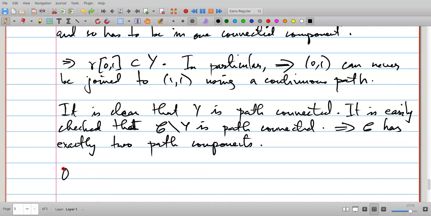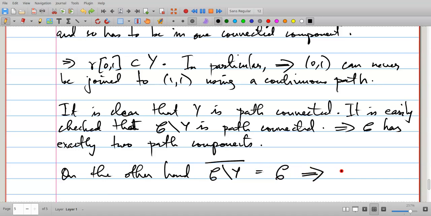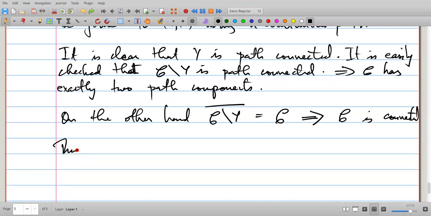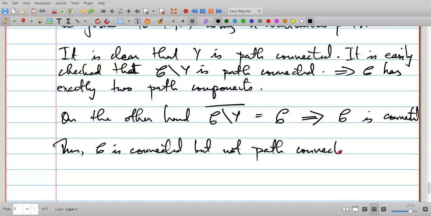On the other hand, the closure of C minus Y is equal to C. So C minus Y is path connected, which means it is connected, and therefore its closure is also connected. This implies C is connected. So thus C is connected but not path connected. So we will end this lecture here.